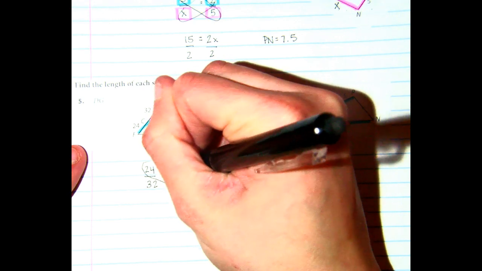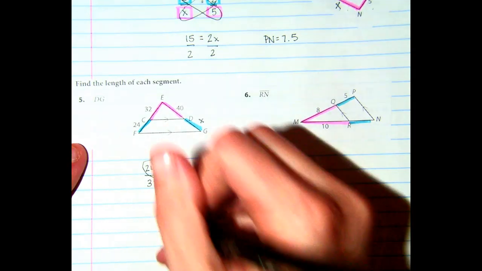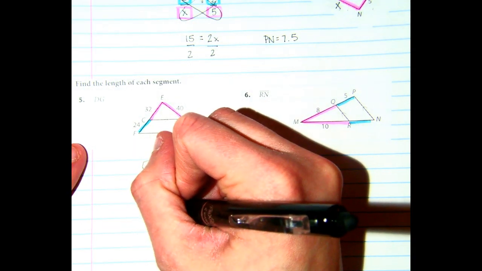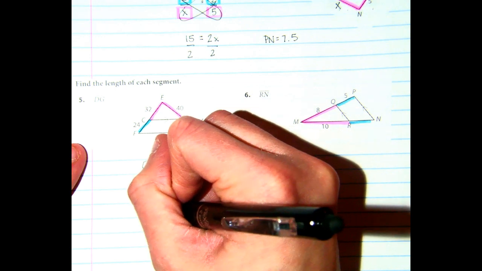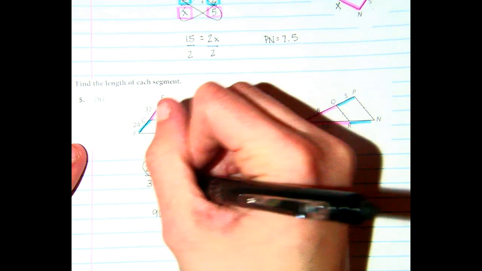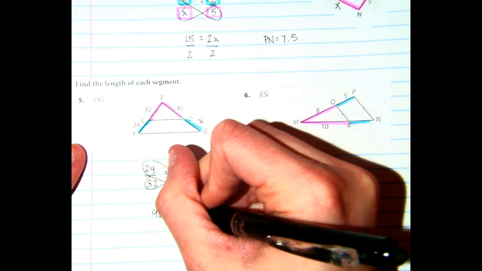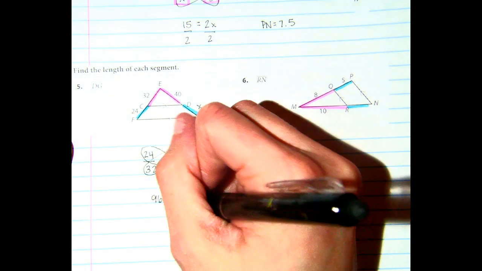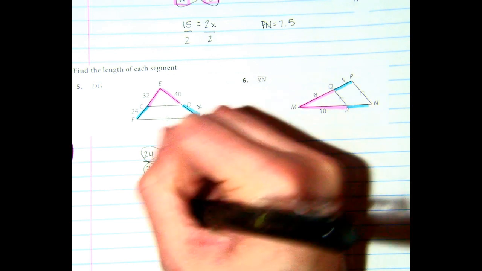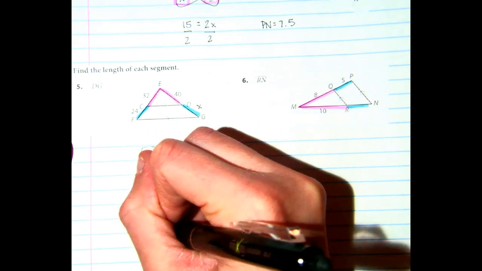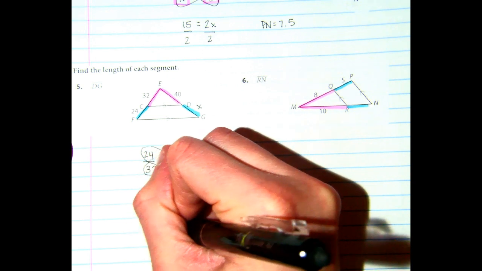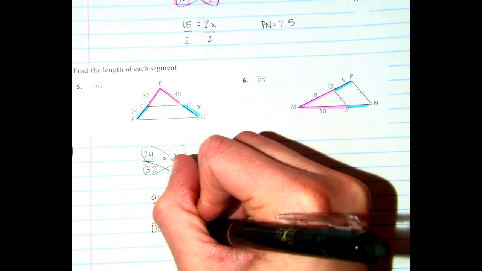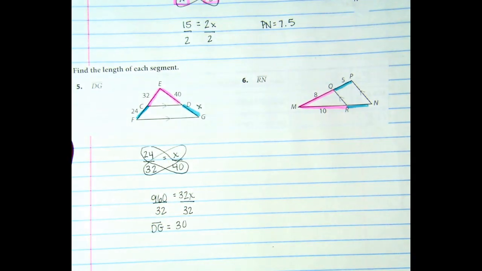What's 24 times 40? 960. Okay, and what's 32 times x? Okay. Then you divide it by 32. What is DG or x equal to?